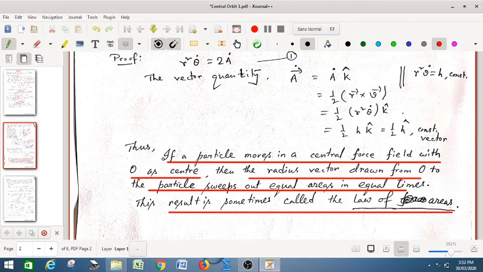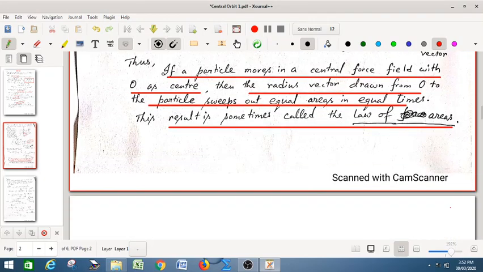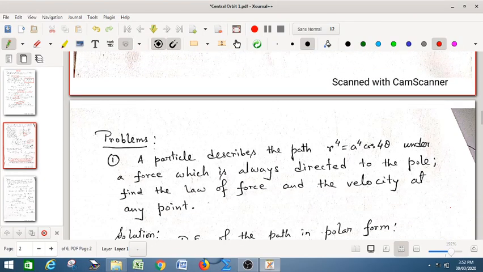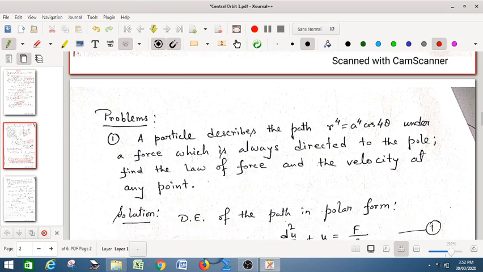Okay, so there are a few proofs, very small proofs. You can go through this. Let's have some problems. How to deal with the problems?